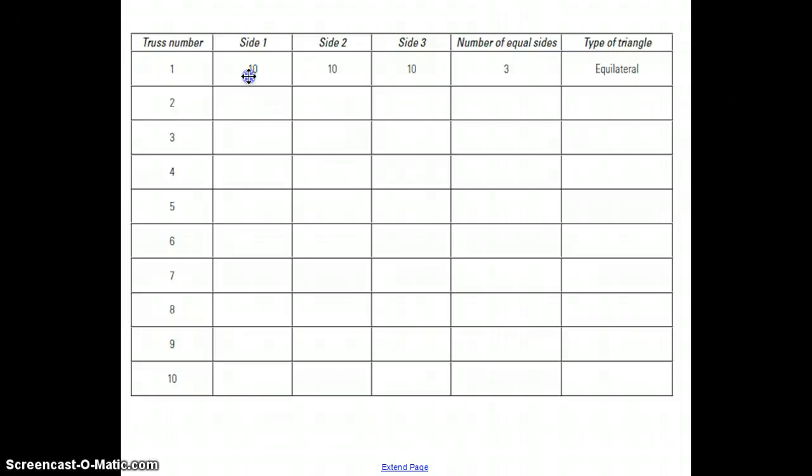So he started here. He could have one side 10, another side 10, and the third side 10, which is making an equilateral triangle. Let's say that he wants side 1 to be 10. What's another option for side 2 and side 3? So he's got 8 foot, 10 foot, and 6 foot lengths. So he could have 8 foot. Good. So he could have a 10, an 8, and an 8. This would be 2 equal sides, and the type of triangle would be isosceles.